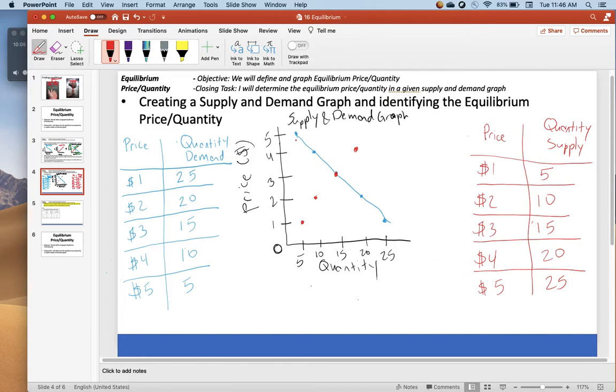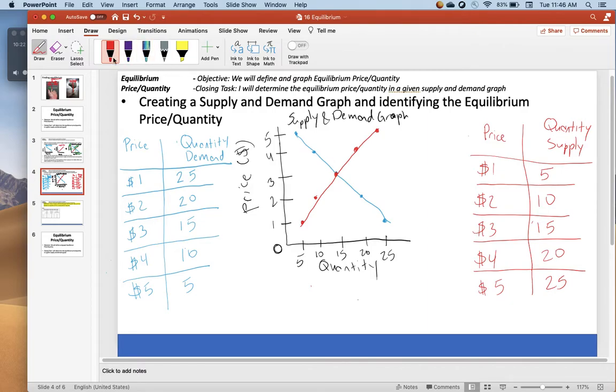And at $5, it's 25. So that goes right about here. Same thing. I connect these points all along right there. And there you go. Now I've created my supply and demand graph. All it is, is a demand and supply graph overlapping each other.